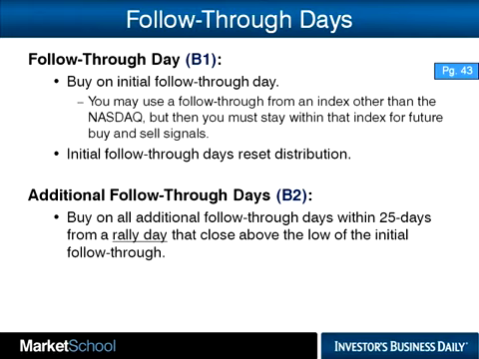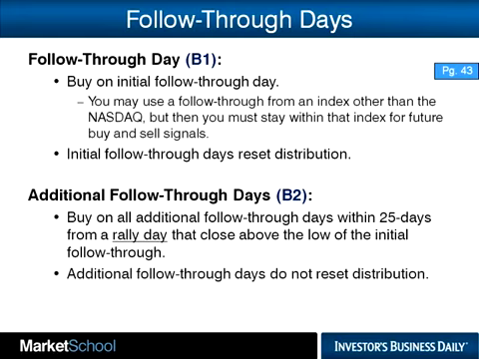So again, we're going to buy on any additional follow-through days within 25 days from a rally day that close above the low of the initial follow-through day. The concept there is, if you get a follow-through day, you want to only be buying if you're actually making progress. So if you have a follow-through day up here, and then you get another one down here, you're not going to act on it because the market isn't moving up. So that close has to be above the low of the initial follow-through day. And the additional follow-through days, it's just a buy signal. It does not reset distribution. Does this make sense to everyone so far?